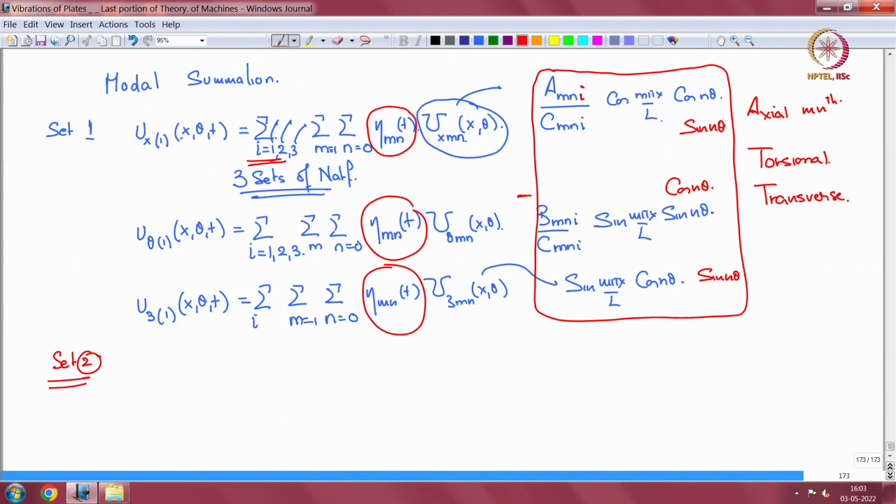So if we have to find a response to a point force, then what we will have to do is find it for set 1, find it for set 2, and then sum them up. Okay. So we are now running out of time. So what I will do is I will stop here and we will continue this discussion in the next class.